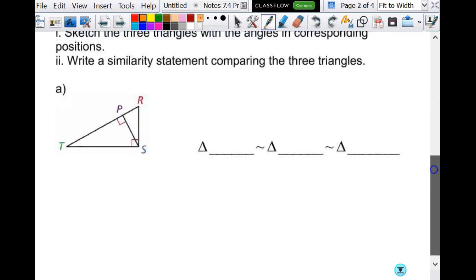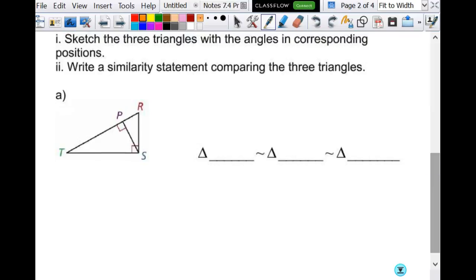Okay, so I want you to try and do this. I'm going to give you a second. I want you to sketch the three triangles. Okay, this time they're turned this way. Don't try and turn them the way they are up there. Sketch the three triangles with the angles in the corresponding positions, and then write the similarity statements. I'm going to start the first one for you so that we can all be consistent. We're going to call the first one RST. Okay? So let me give you a second.